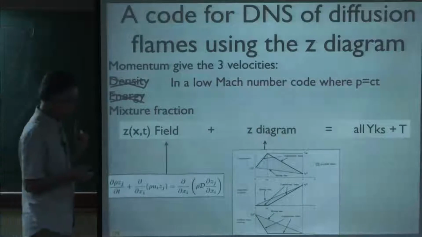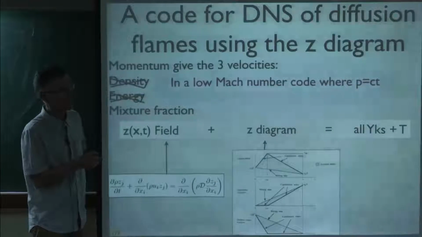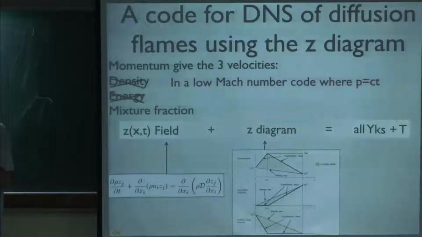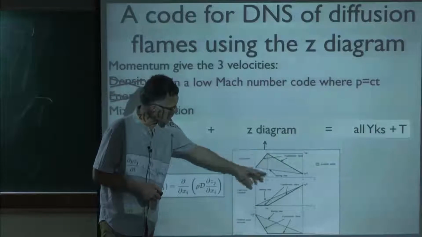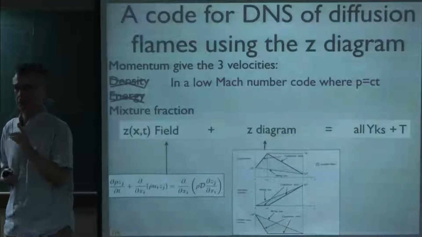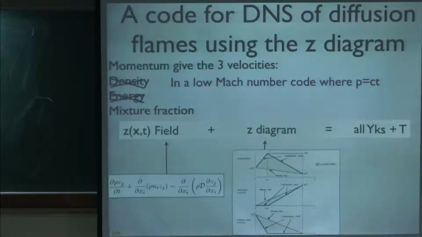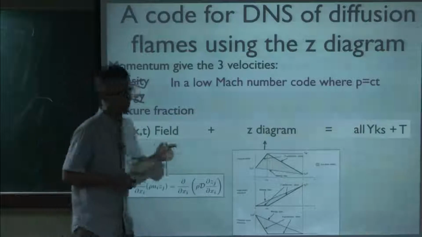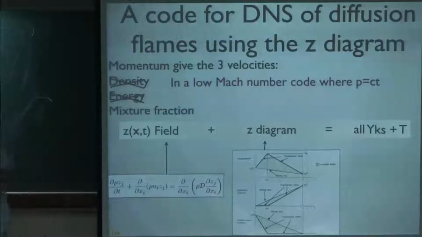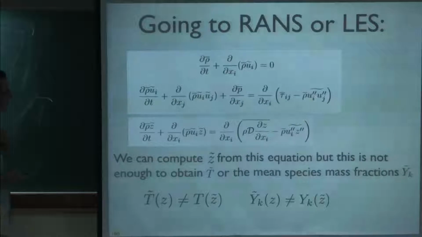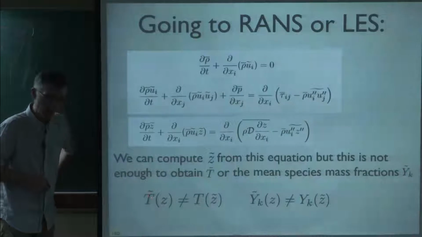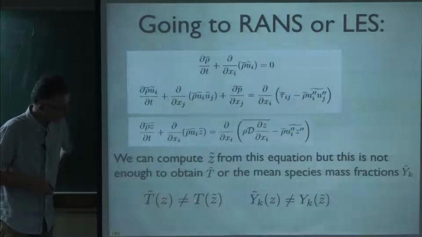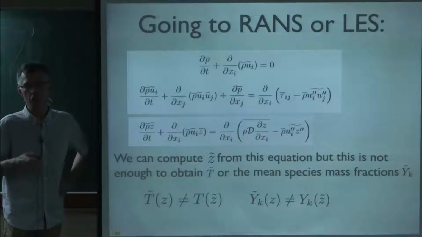Now, you have to realize that this is a code for the DNS of these flames. Because if you want to do RANS or LES, there's a small detail here. These things relate, for example, temperature to mixture fraction. They relate the instantaneous value of temperature to the instantaneous value of mixture fraction. But if you do RANS or LES, you don't solve for the instantaneous values, you solve for the averaged value. So then there's a small difference. If you go to RANS or to LES, you cannot say that the mean temperature corresponding to the mean Z is the temperature obtained for the mean Z. So you're going to need, again, a PDF.